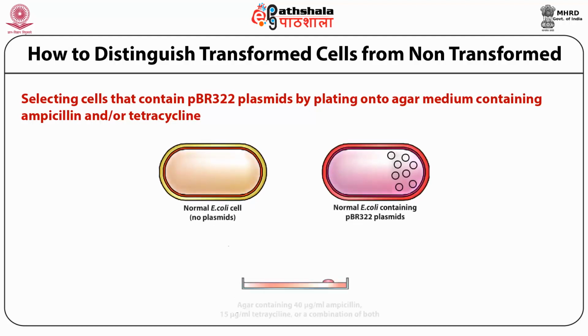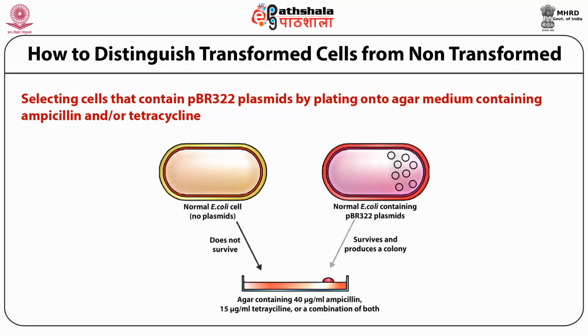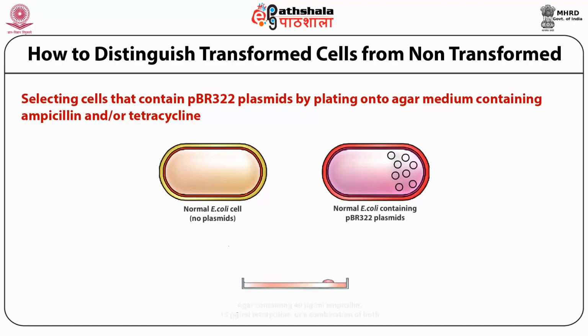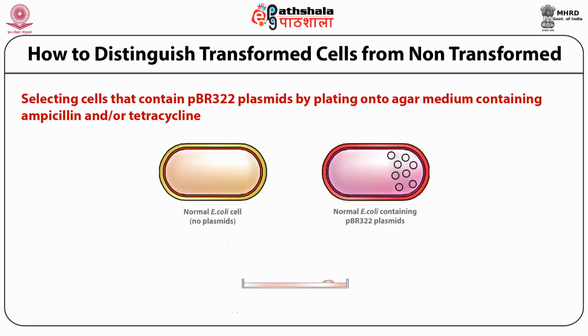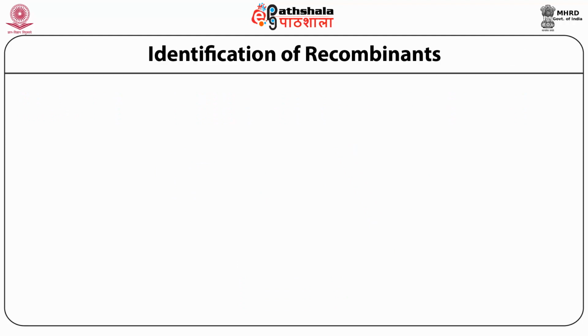Whereas the cells which received the recombinant molecules or empty vector of pBR322, when they are transformed, those cells can survive on the medium containing ampicillin or tetracycline. That's how one can identify the clones. Identification of recombinants: insertional inactivation is the most common way to identify the correct recombinant molecule.